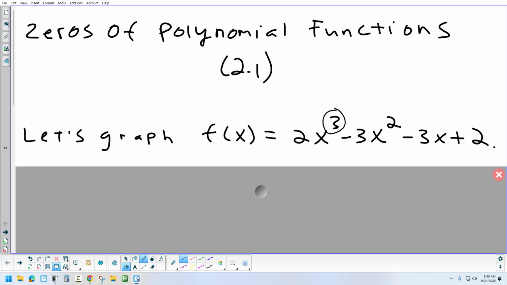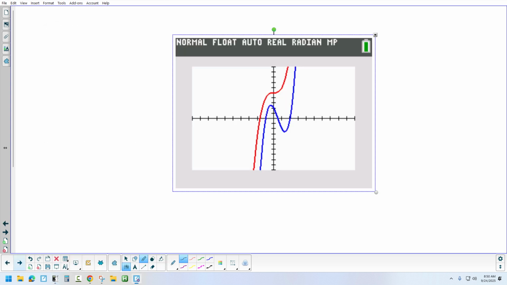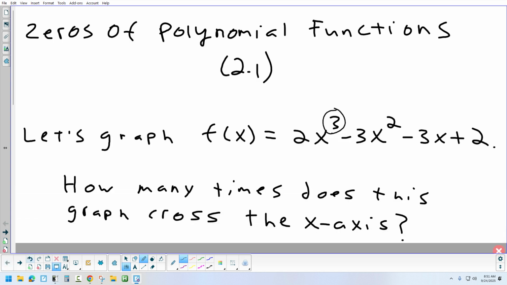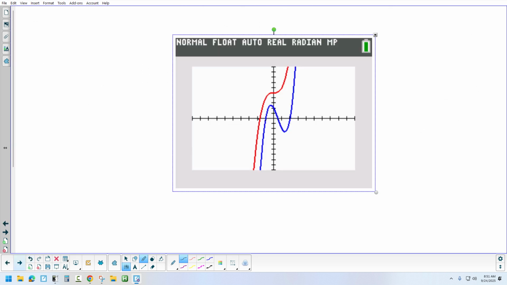Now, the other thing that 3 goes along with is how many times the graph could cross the x-axis. We go back to this one. The blue graph had an exponent of 3, and it crossed 1, 2, 3 times. The red one also had an exponent of 3, but it only crossed 1 time. So that exponent can tell you a couple different things. The one that we just looked at, the blue one, crossed the x-axis 3 times.